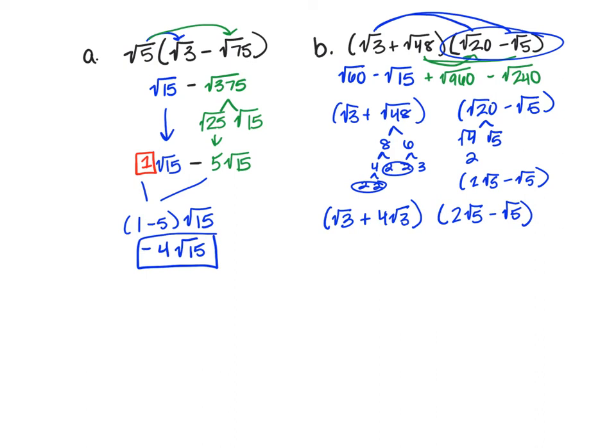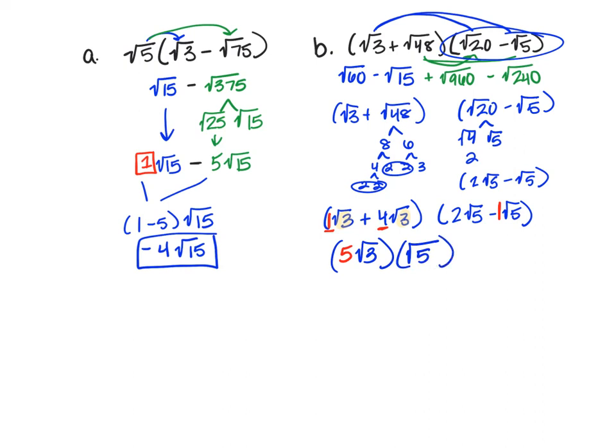So if we go back to our first binomial, we had a root 3 and a root 3. So we're just going to combine those together. Remember, when there's no coefficient, there is a 1 right there. So we have 1 plus 4, so that's going to be 5 root 3. And then we have a 2 root 5 minus a 1 root 5. Again, there's that missing 1. So 2 root 5 minus 1 root 5 is just going to be 1 root 5, or just root 5.